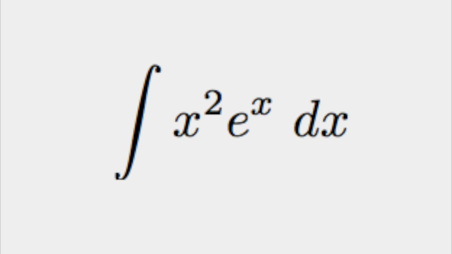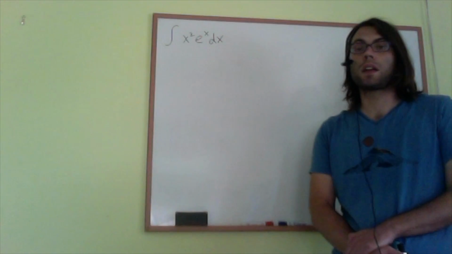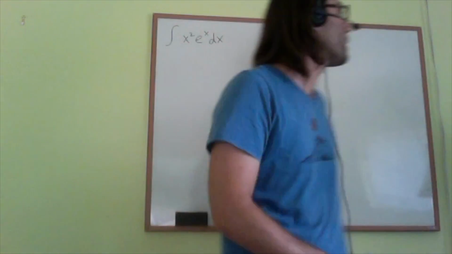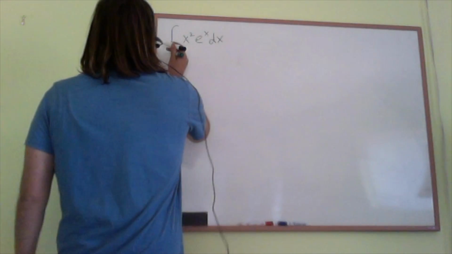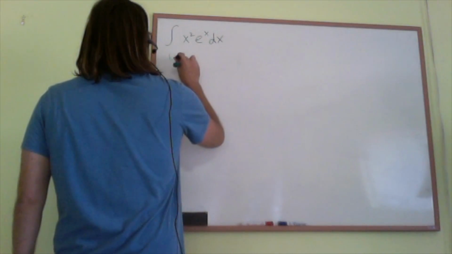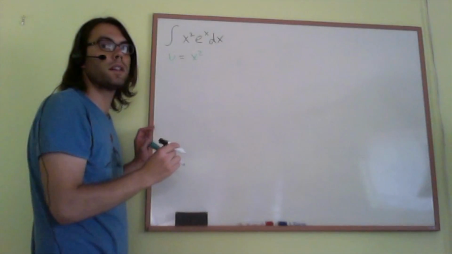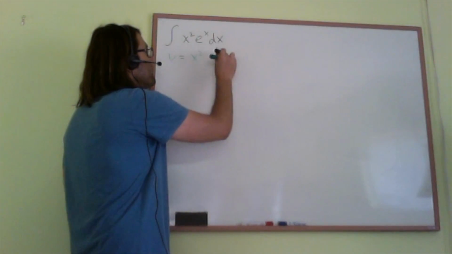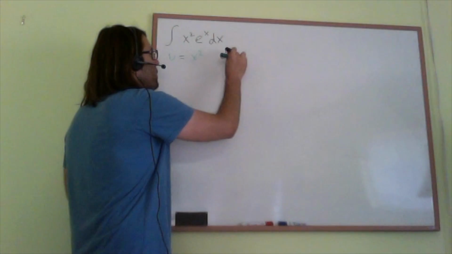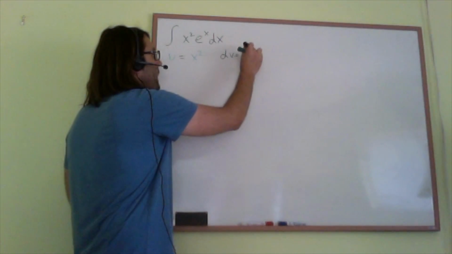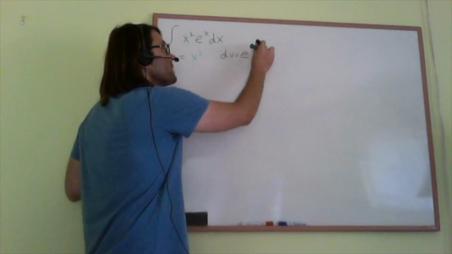But what makes this special, and the reason why I want to go over this, is because we're actually going to need to use integration by parts 2 times for this problem here. So let's get into it. We already said that our u is going to be x squared, and our dv is going to be e to the x dx.